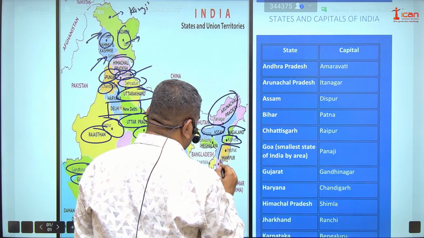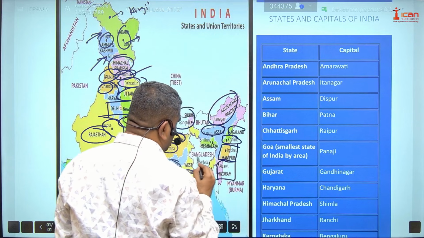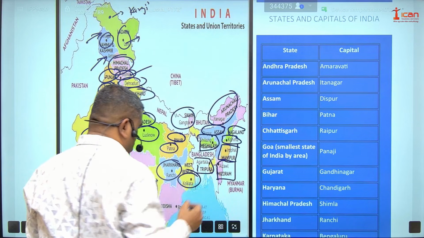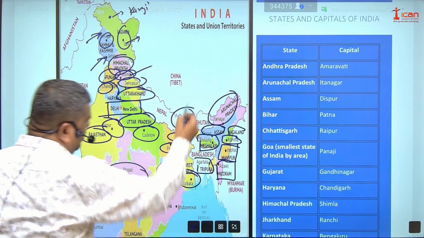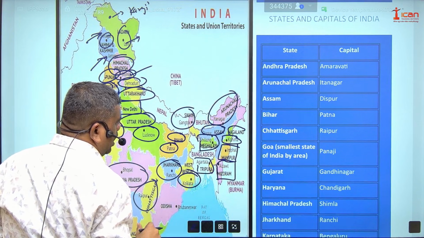Imphal, the capital of Manipur. And for Mizoram it's Aizawl. For Tripura it's Agartala, and for Meghalaya it's Shillong. So we have 8 states here, almost forming the northeast part.